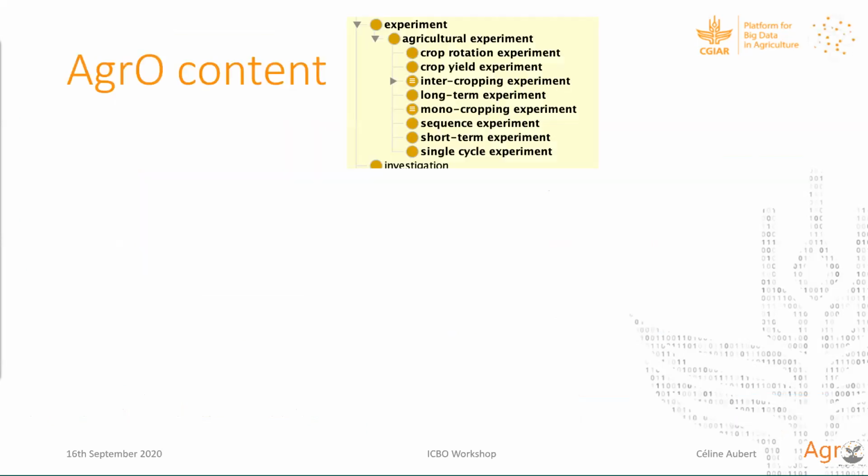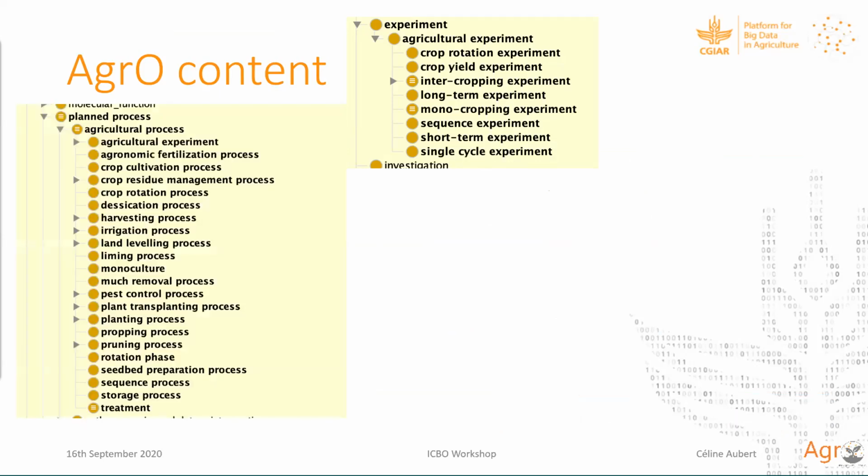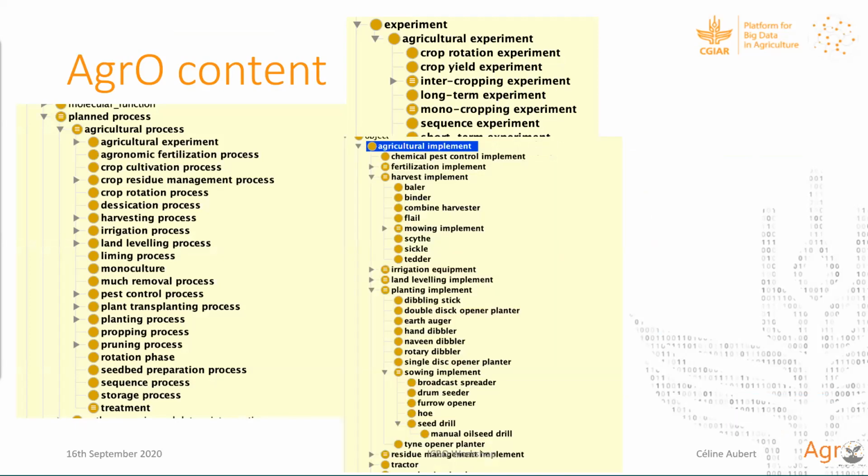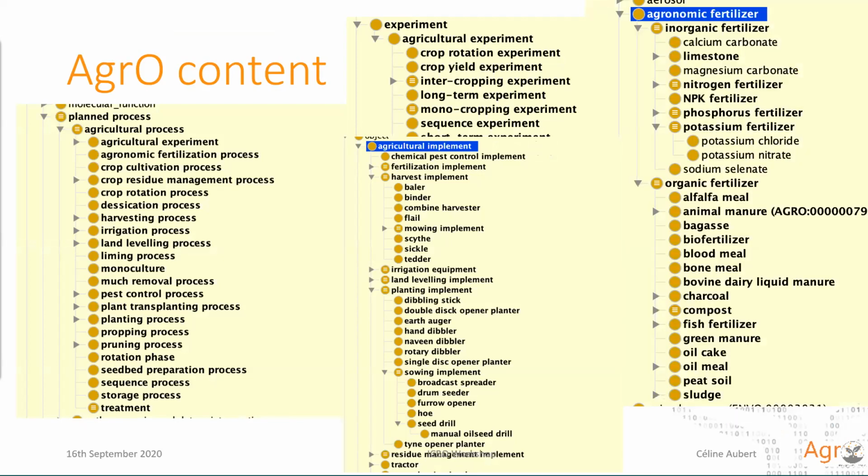So here is a quick overview of the terms that you can find in AgrO. You will find terms about the agronomic experiment. You also find terms about the processes like the irrigation, the fertilization, the harvest. You have a list of the tools that you can find, and also a list of implements, so of inputs. So here the fertilizer. We have around 1,600 terms in the ontology. So I invite you to browse the ontology either on OLS or on the Agronomy Ontology webpage to have a better idea of all the content.